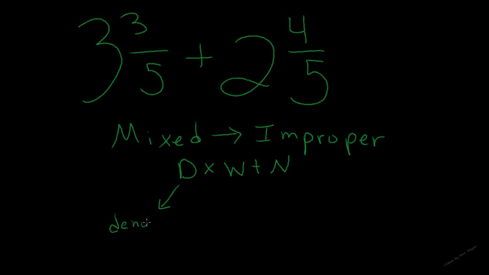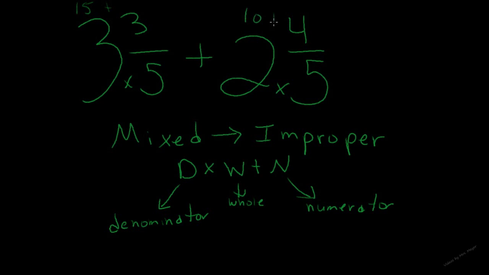Okay, and that D stands for denominator. The W is for whole number. And the N is for numerator. So we have to multiply the denominator times our whole number, and we get that total, and we add it to our numerator. D times W plus N. D times W, add it to the numerator N. Do the same thing here. D times W, 5 times 2 is 10. Add it to the numerator.